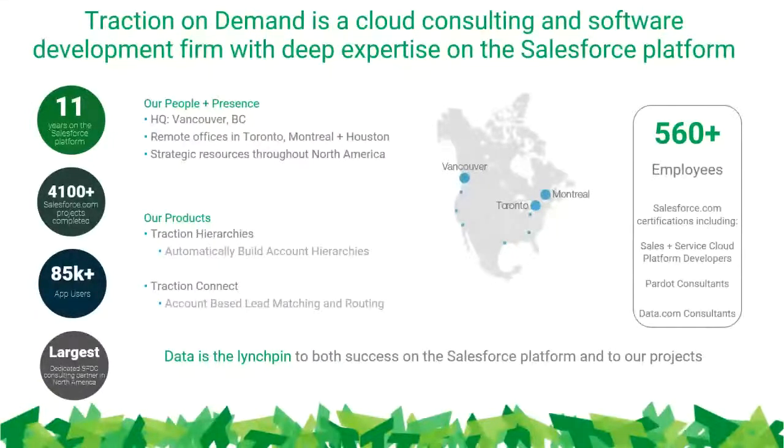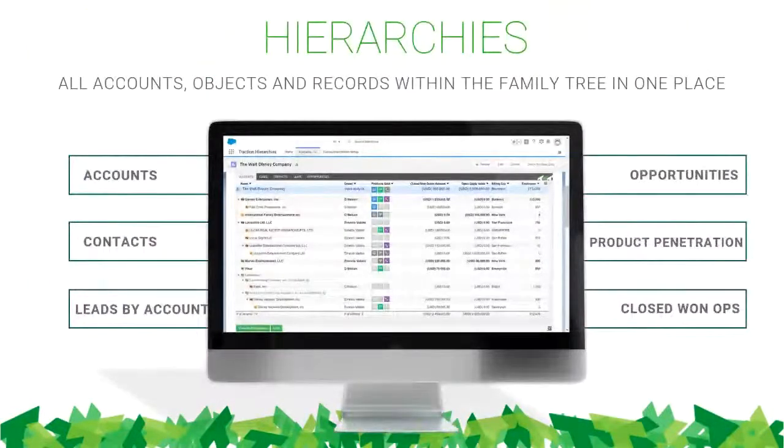And over the years, we've had a lot of repeat requests for similar functionality. And so back in 2014, we started productizing some of those repeat requests. And the first of those products was Traction Hierarchies. So a lot of customers were asking us to automatically link together companies that are part of a broader business, like an enterprise, for all sorts of reasons.